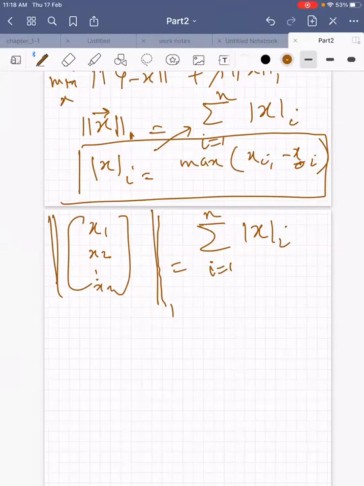Sir, what is written there is that the mod of xi is equal to the max of xi and minus xi. You agree, right, with this? Okay, yes.